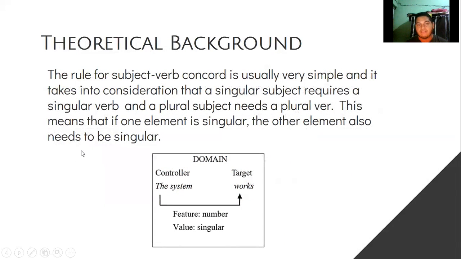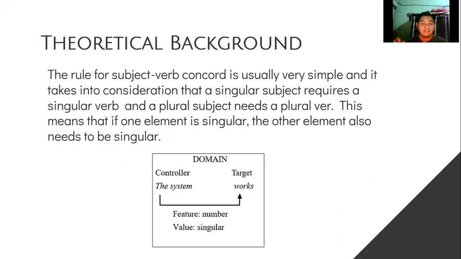Now I'm going to explain the theoretical background of this study, because it's important to know what subject-verb agreement is about. The rule for subject-verb concord is usually very simple, and it takes into consideration that a singular subject requires a singular verb and a plural subject needs a plural verb. This means that if one element is singular, the other element also needs to be singular.